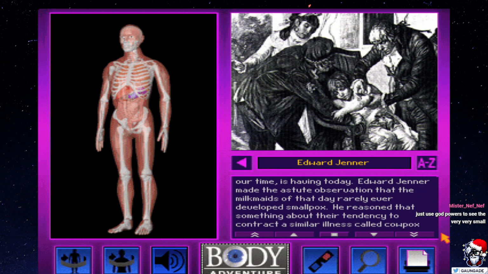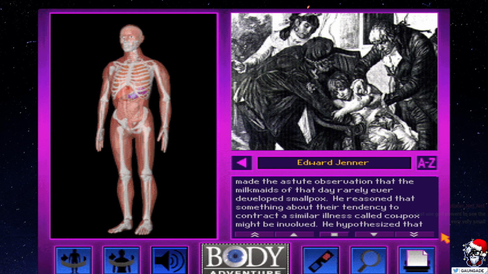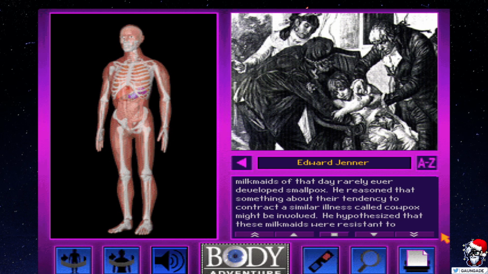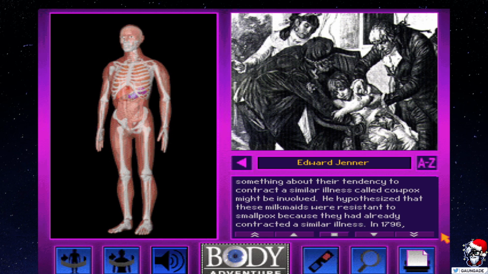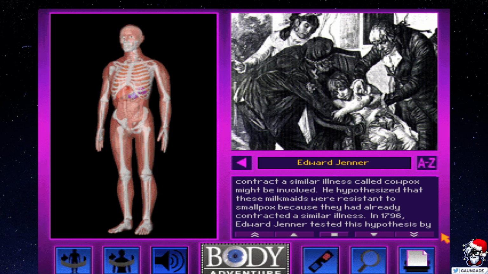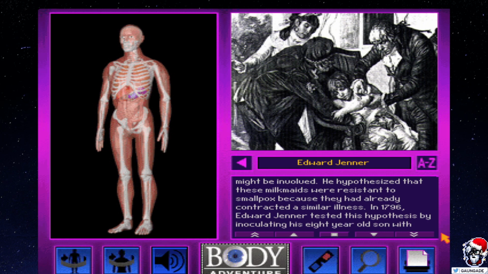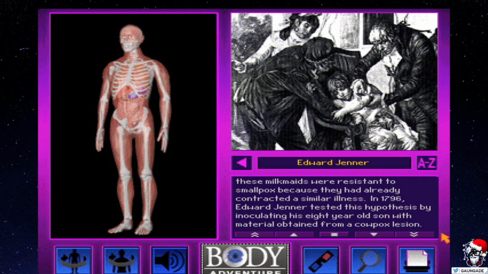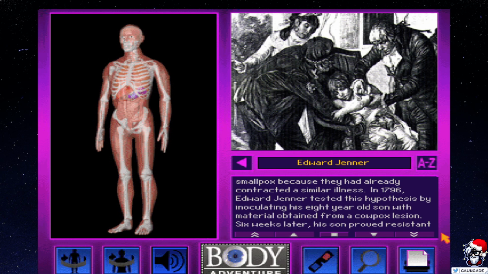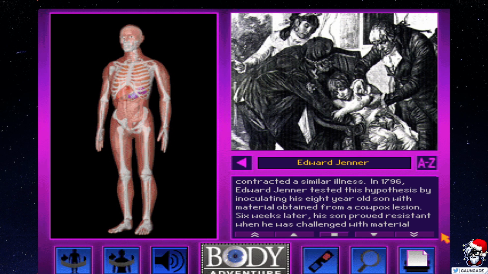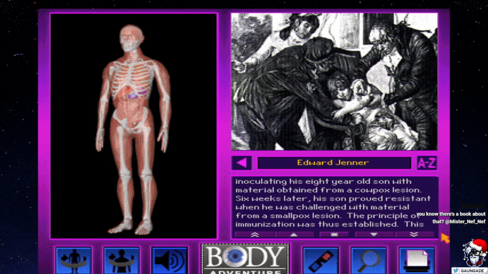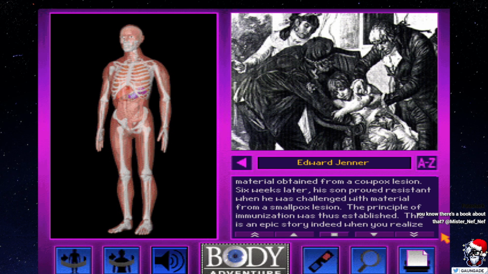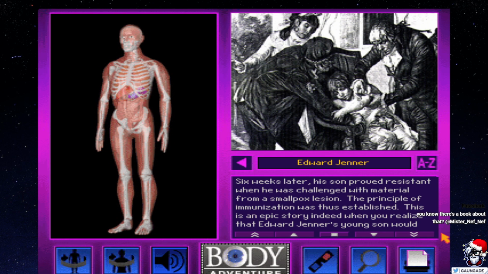He reasoned that something about their tendency to contract a similar illness called cowpox might be involved. He hypothesized that these milkmaids were resistant to smallpox because they had already contracted a similar illness. In 1796, Edward Jenner tested this hypothesis by inoculating his 8-year-old son with material obtained from a cowpox lesion. 6 weeks later, his son proved resistant when he was challenged with material from a smallpox lesion. The principle of immunization was thus established.